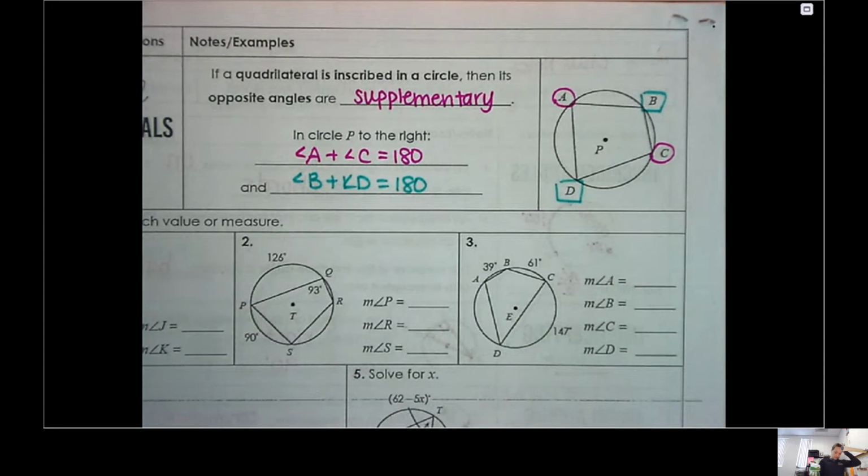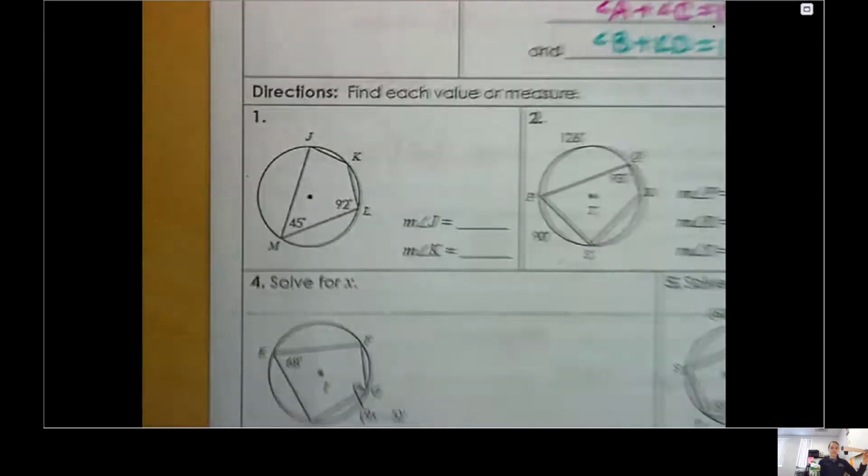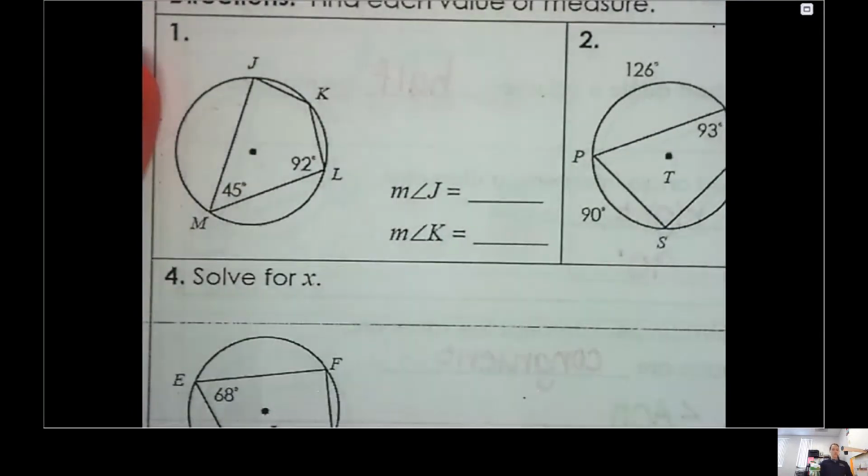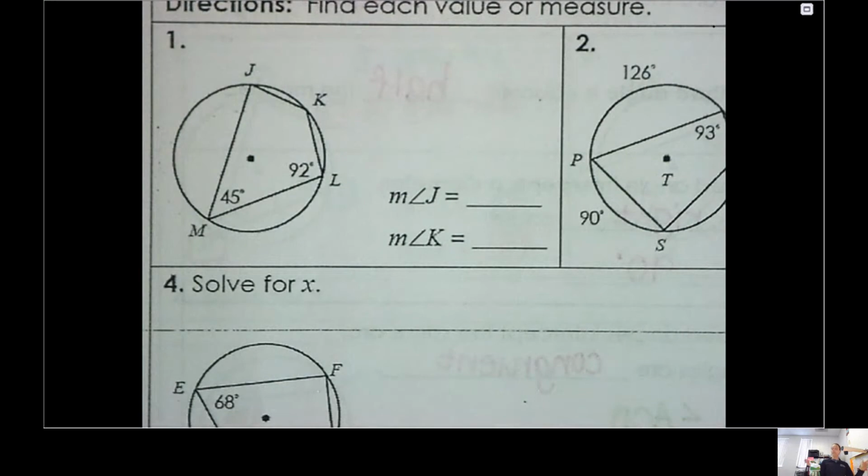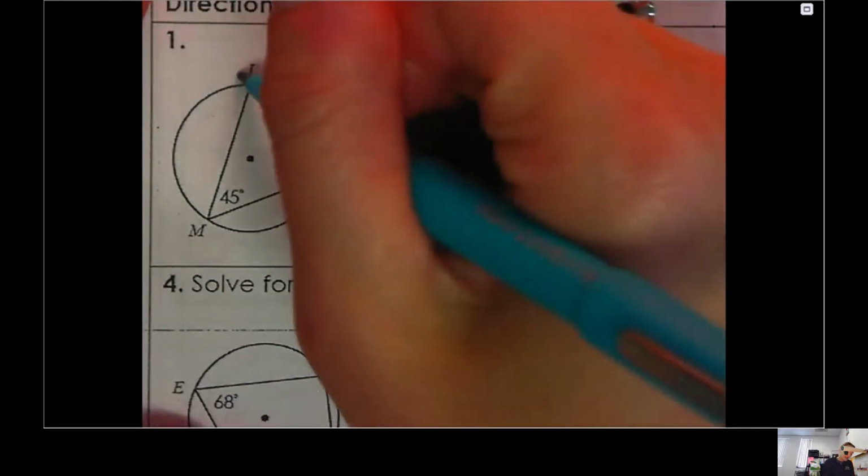Let's do, well, number one's easy, but we'll do number one. Who wants to give it a shot? We're going to do 1 and 2. Angle J or angle K, which one? Okay, J. How can I figure out angle J?